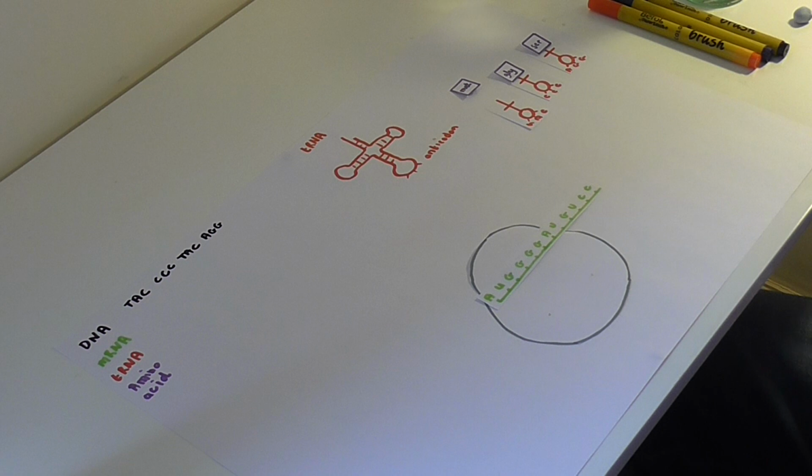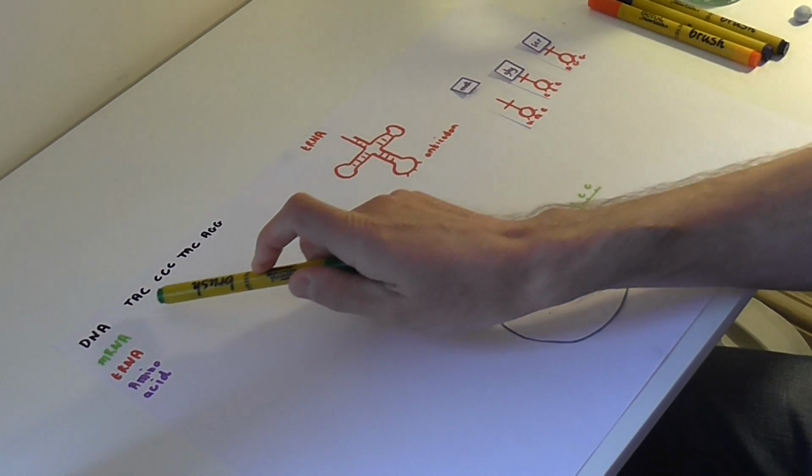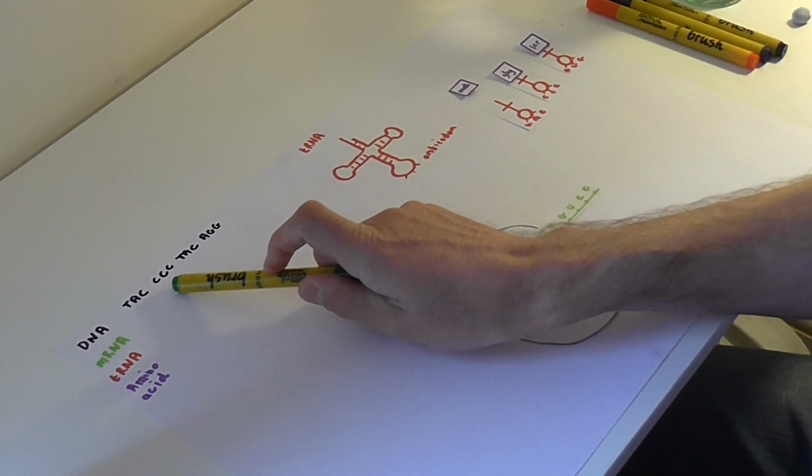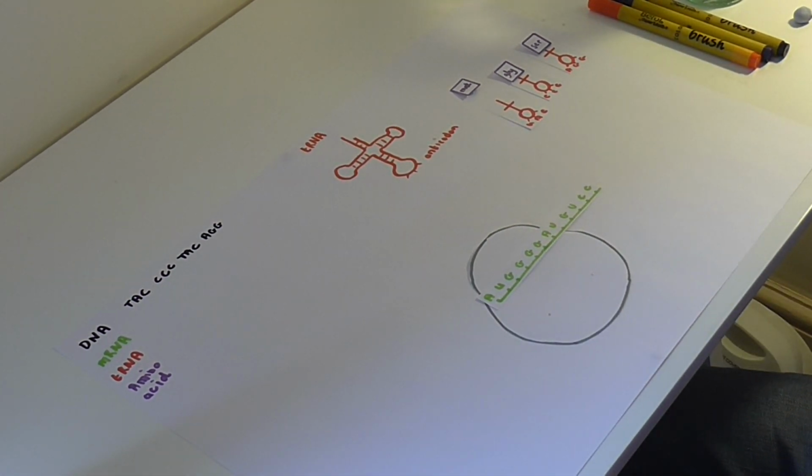Right, today we're going to have a look at the second half of protein synthesis. Previously we talked about transcription, so that's where the genetic code in the form of DNA was initially transcribed into pre-mRNA, and then the introns were spliced out of the pre-mRNA strand, resulting in messenger RNA.